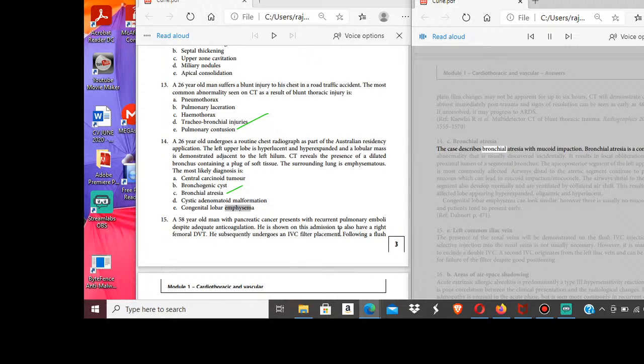14C. Bronchial atresia. The case describes bronchial atresia with mucoid impaction. Bronchial atresia is a congenital abnormality that is usually discovered incidentally.